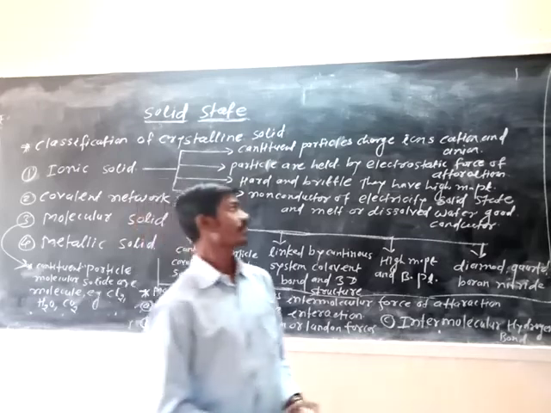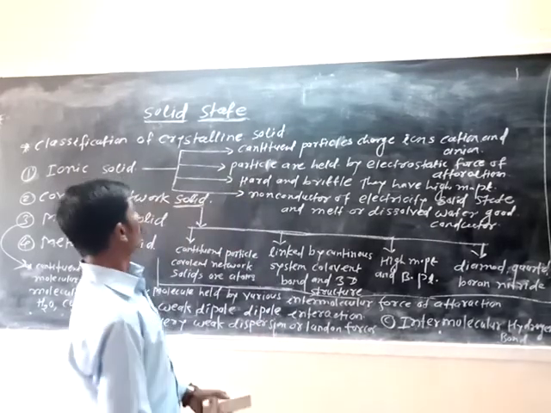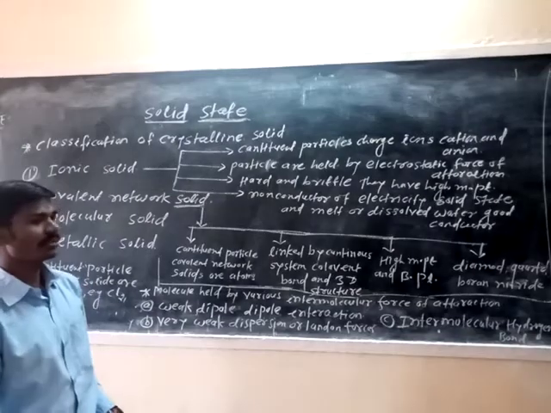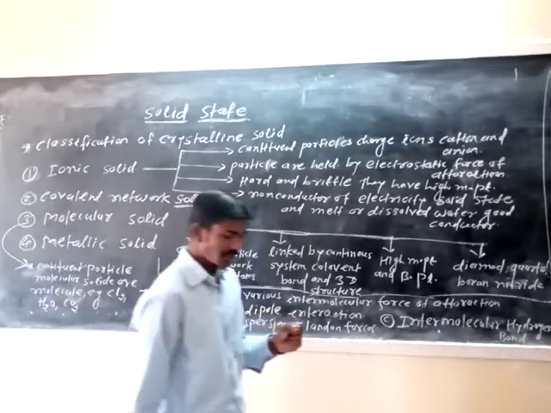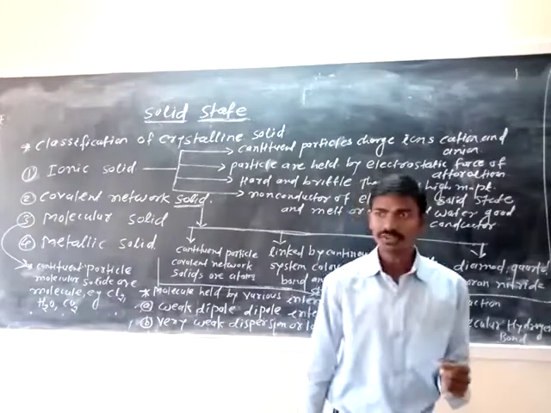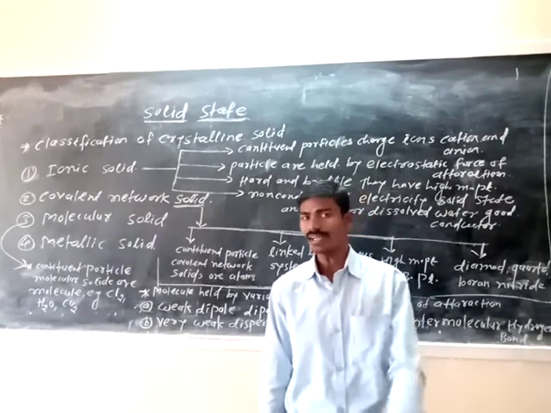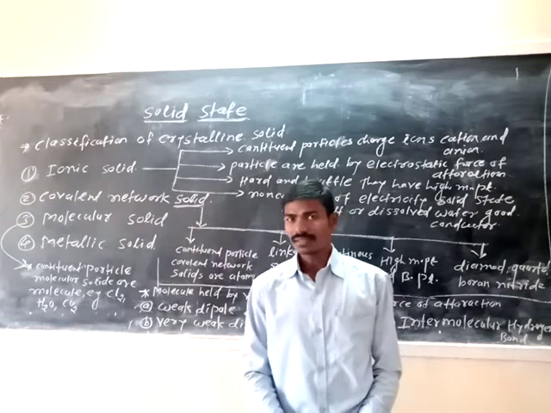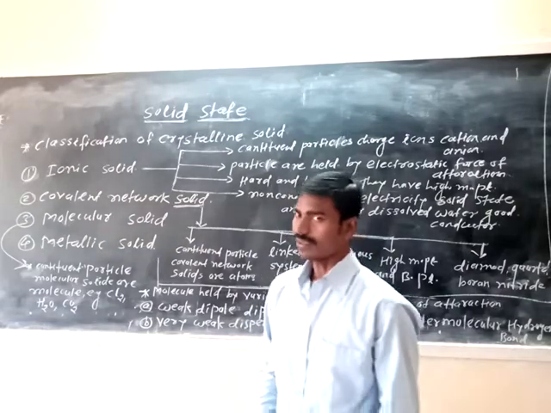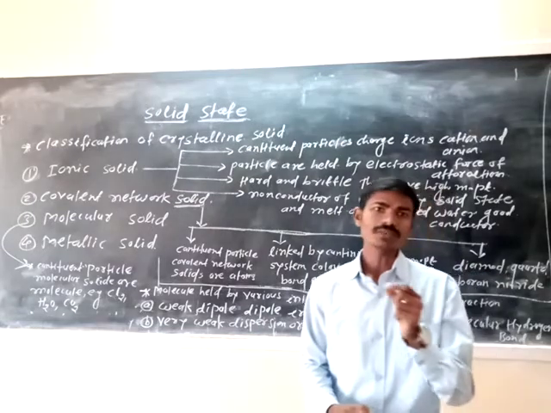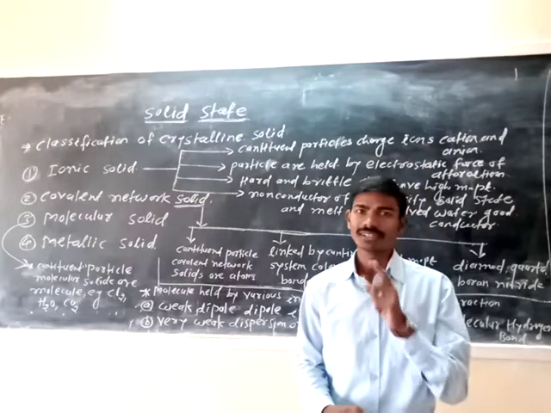Good morning, students. In the previous video, we discussed the solid state of matter, and the classification of solids into two types: crystalline solids and amorphous solids. In crystalline solids, the regular repeating arrangement of particles in a pattern is called a crystalline solid.